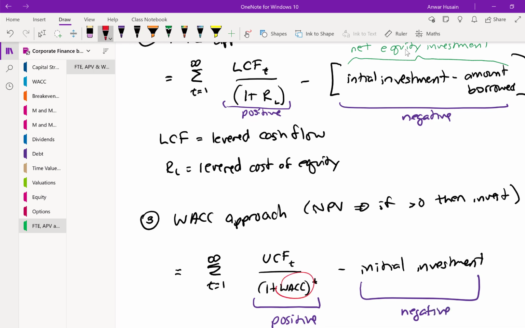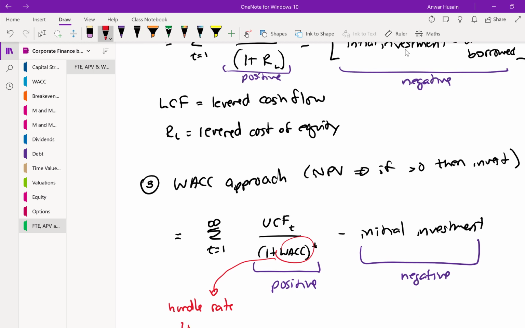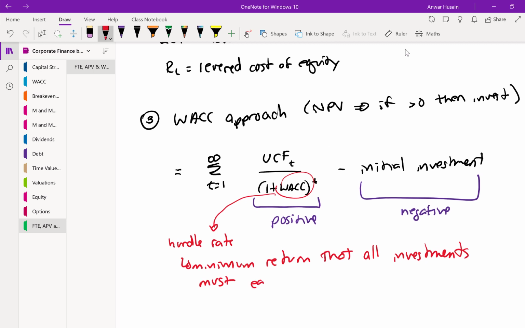And remember here, the weighted average cost of capital, as we talked about in the other videos, is the hurdle rate. So that's the minimum return that all investments must earn for the company. For that specific company, all investments must earn at least that cost of capital. So those are the three approaches, and now we're going to do an actual example with these.